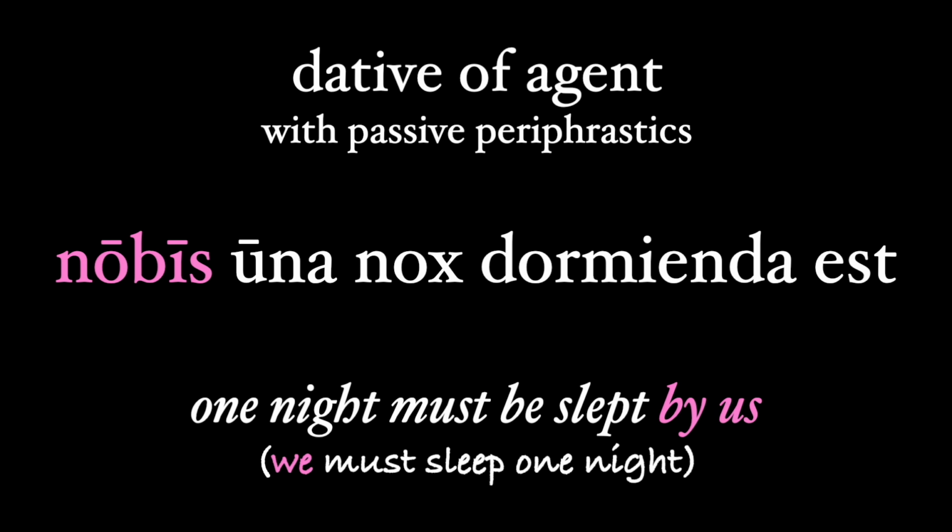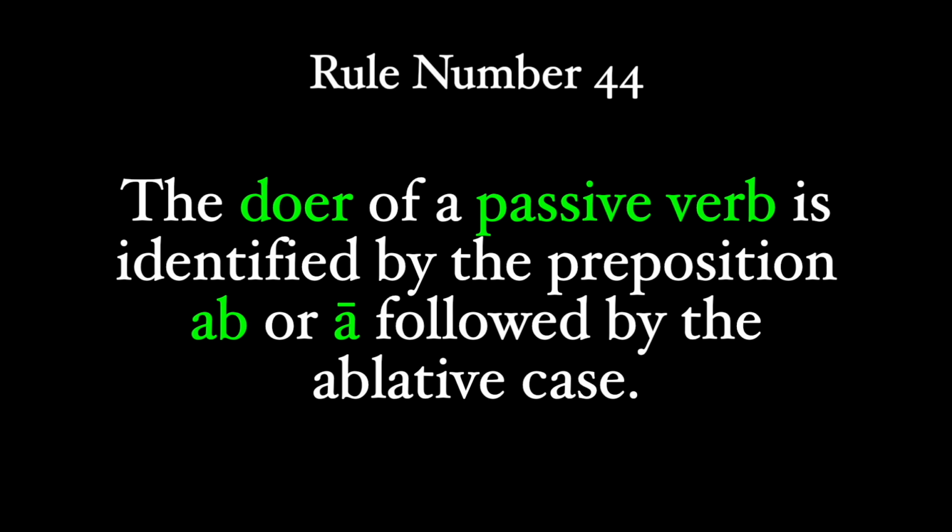And I'd be remiss if I neglected to mention that the dative case is used to show the agent with gerundives of obligation, also known as the passive periphrastic, which is rule number 29. So check out that video for more on that. This is rule number 44. The doer of a passive verb is identified by the preposition ab, or a, followed by the ablative case.